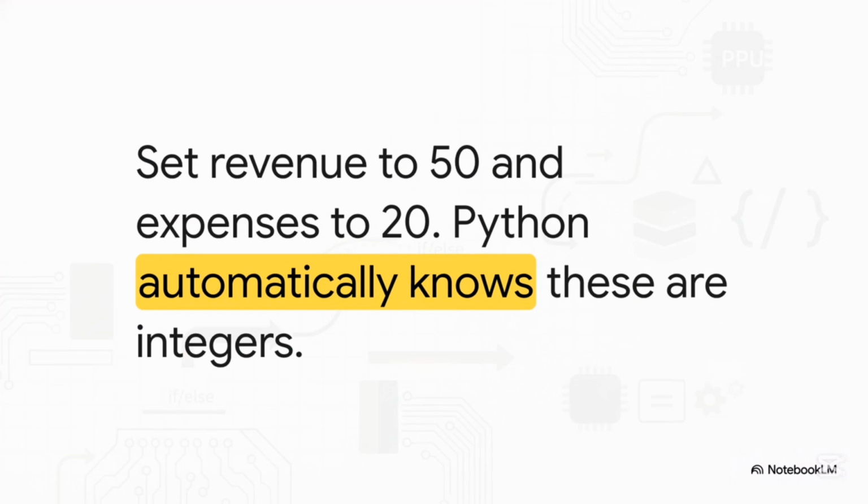Let's say revenue equals 50 and expenses equals 20. It's incredibly clean, right? Python automatically knows these are integers just by looking at the numbers. You assign it, and Python figures it out on the fly. It makes writing scripts just incredibly fast and fluid.